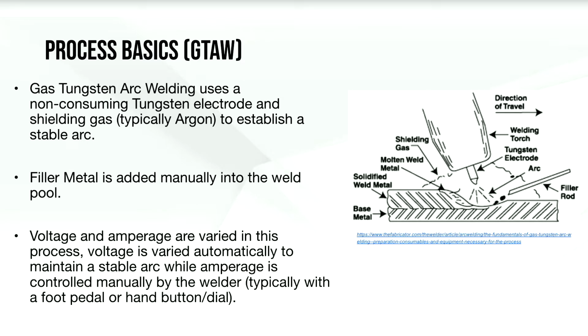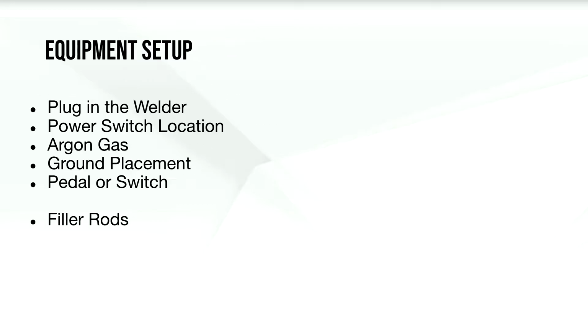Gas tungsten arc welding uses a non-consuming tungsten electrode and shielding gas, typically argon, to establish a stable arc. The filler metal is added manually into the weld pool. Voltage and amperage are varied in this process. The voltage is varied automatically to maintain a stable arc, while the amperage is controlled by the welder manually, typically with a foot pedal or with a button or dial.